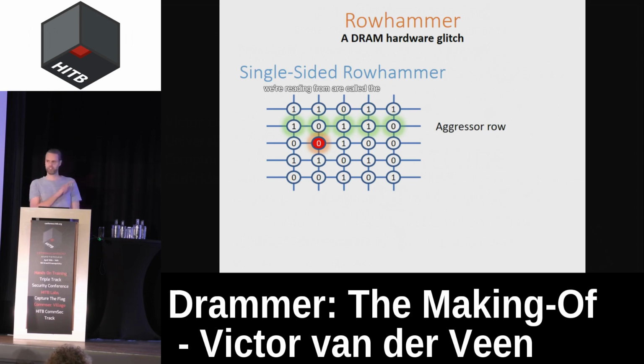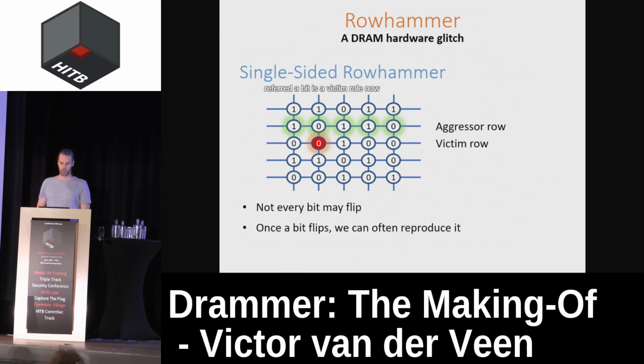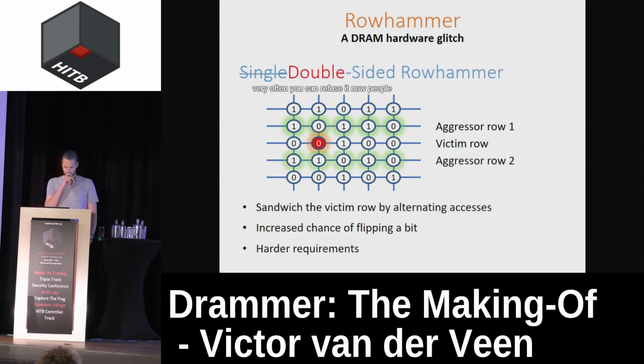Now, these rows that we're reading from are called the aggressor rows, and the row in which we flip a bit is a victim row. Now, for Rowhammer, it's important to understand that not every bit may flip. Sometimes zero bits flip. But once you have a bit flip, very often you can reproduce it.